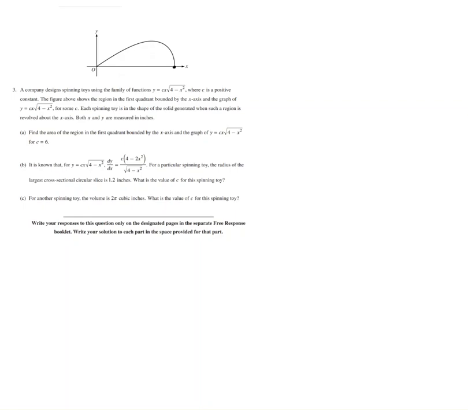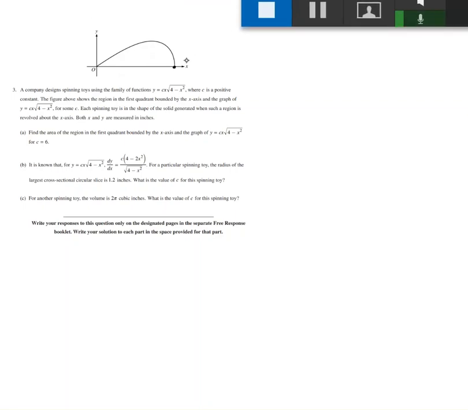Part A reads, find the area of the region in the first quadrant bounded by the x-axis in the graph of the function for c equals 6. So the first thing we need to do is find the x-intercepts for the function. In order to do that, we need to take our function, which is y equals cx square root of 4 minus x squared, and set it equal to 0. And we can also substitute 6 in for c. So it's going to be 0 equals 6x square root of 4 minus x squared.